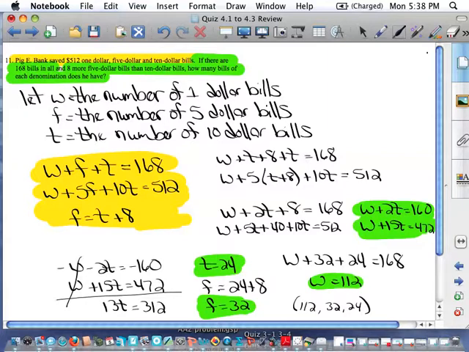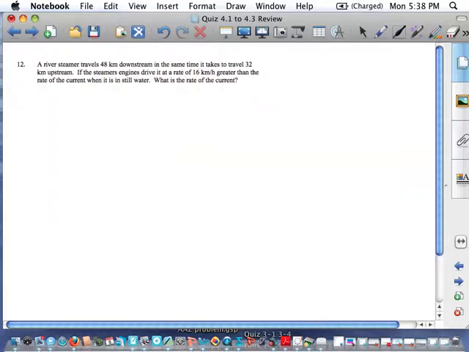Okay, let's take a look at the last problem. This is like the one in class. I tried to reword it to get you to understand that it intends to include the current twice. So let's see how this works out this time.